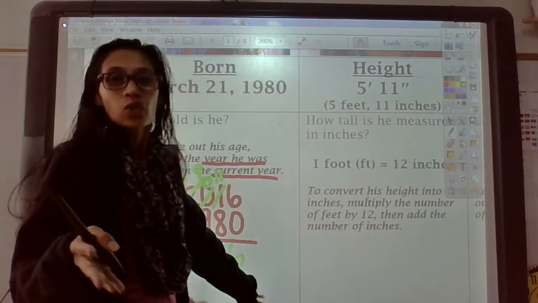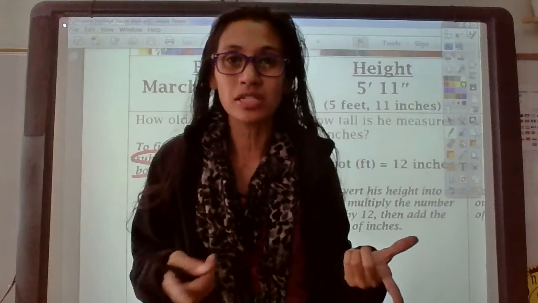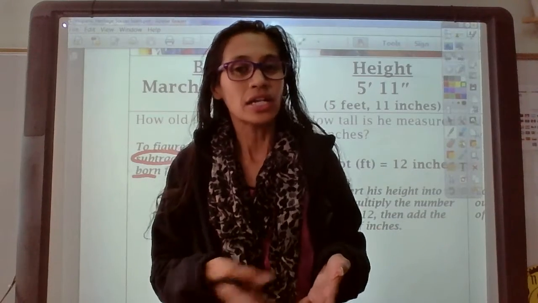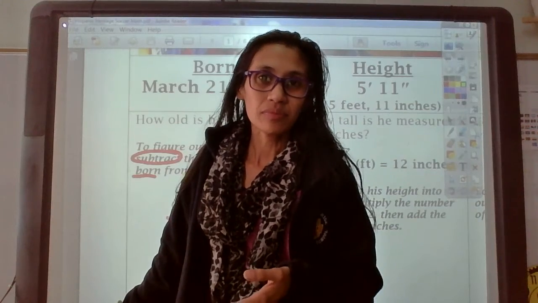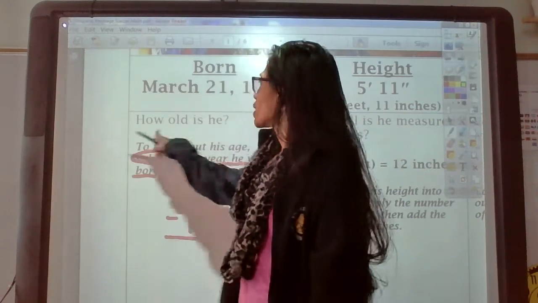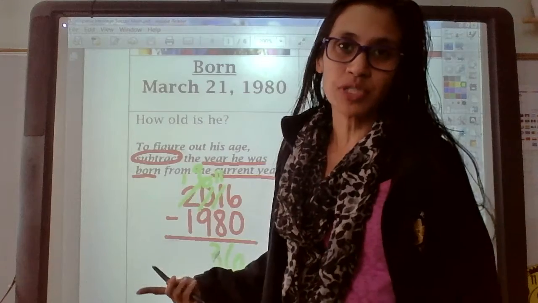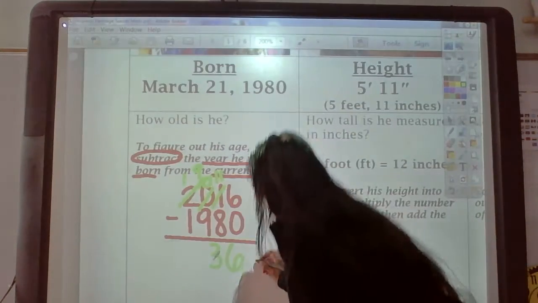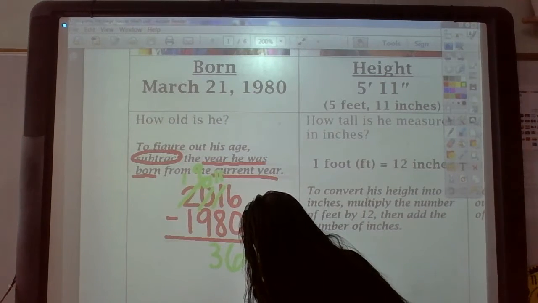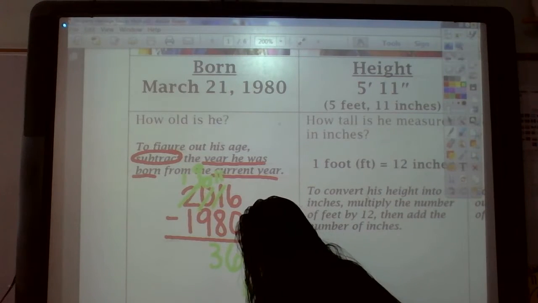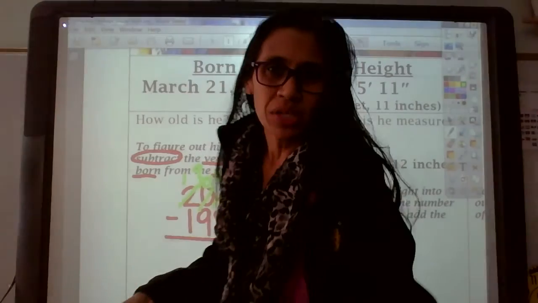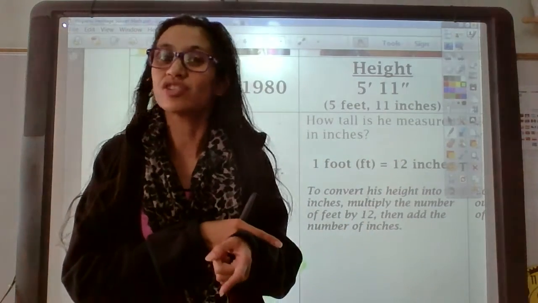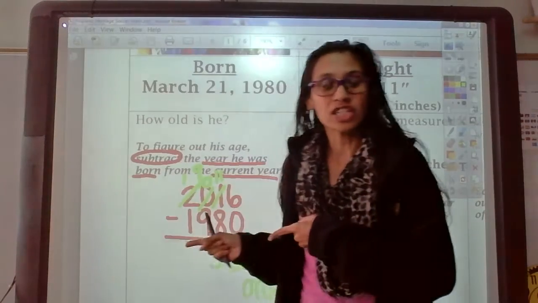Now remember, when you solve word problems, always write the what? With the answer, always write the unit. So this is 36 what? Did you forget? Look right here. How old is he? The question right there helps you. He is 36 years old. So let's write that down. 36 years old. You can even be extra fancy and write the sentence. He is 36 years old. All right. So did you get that?